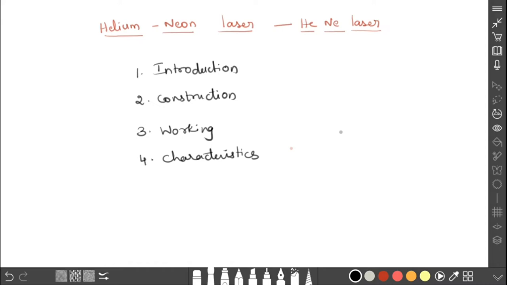So for the helium neon laser, we will cover the introduction, how it is constructed, how it works, and what the characteristics of the helium neon laser are. One by one we are going to discuss. Helium and neon are both gases, so this is a gas laser. Let us discuss the introduction part.